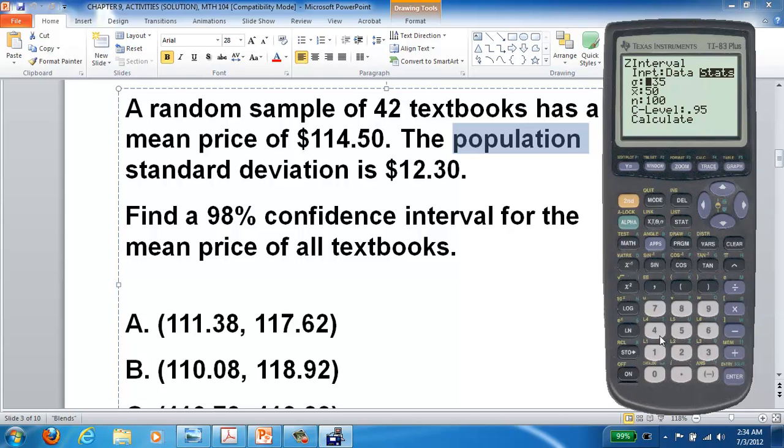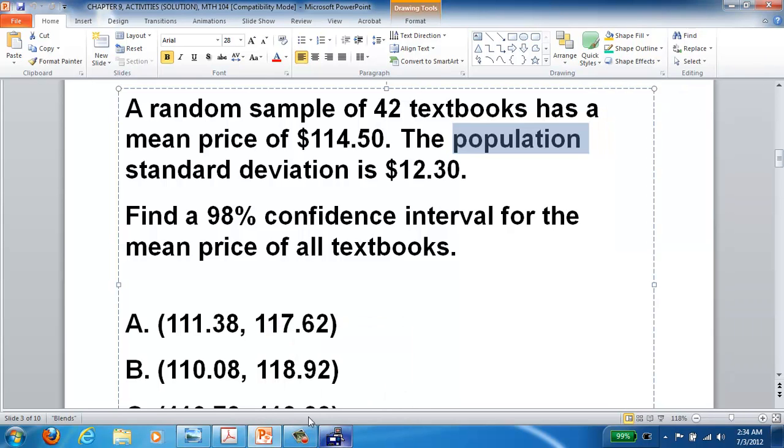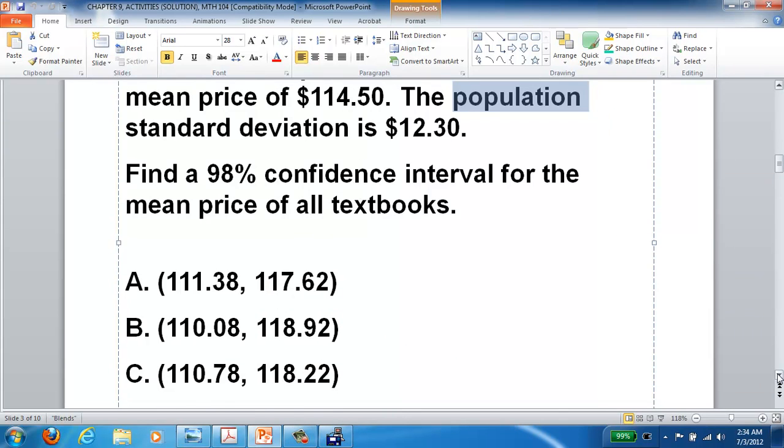So sigma is 12.3. X bar is 114.5 and the sample size is 42. The confidence interval 0.98, and then we click calculate. So 110.08 to 118.92. So the correct one for this problem, as you can see, is going to be B.